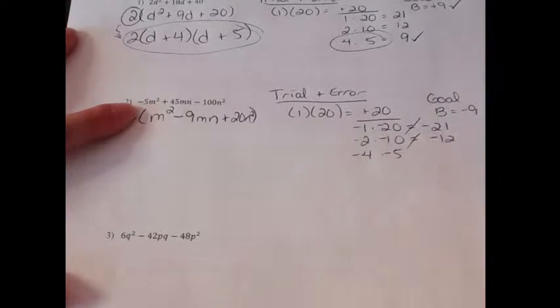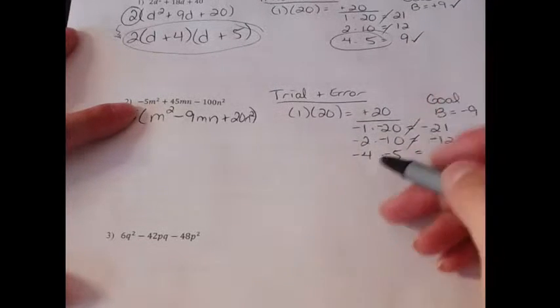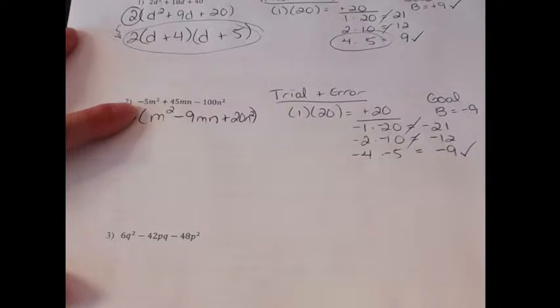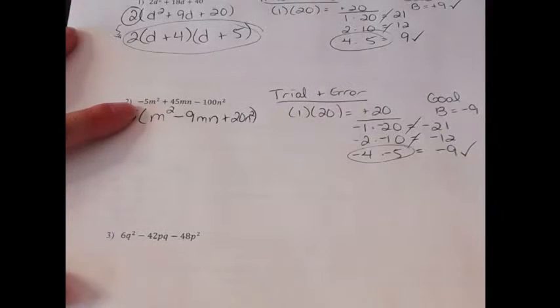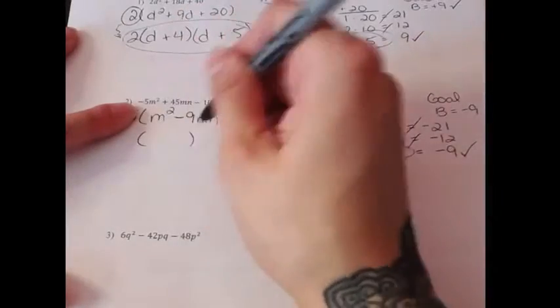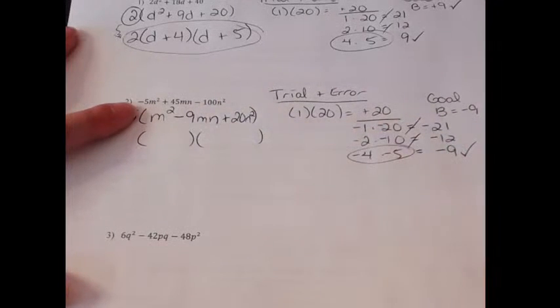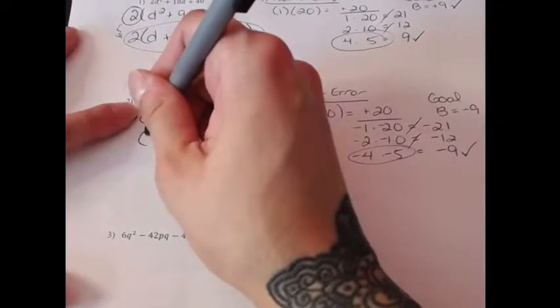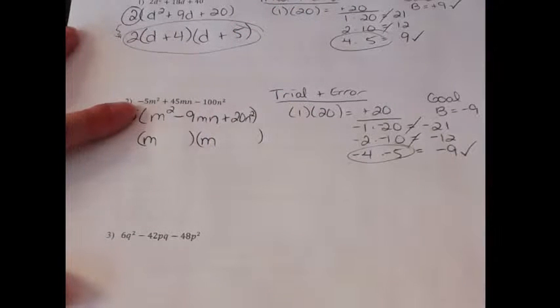So this one doesn't work, this one doesn't work, and actually let me cross those out. But when we look at negative 4 times a negative 5 and then negative 4 plus negative 5, that's what gives us negative 9. All right, cool. Now, be very careful when you factor this. Watch what happens. First things first, my leading term is m squared. We break down m squared by separating into m times m, right? M times m is m squared.